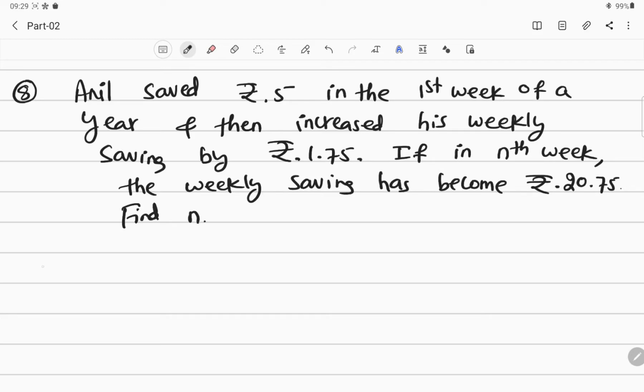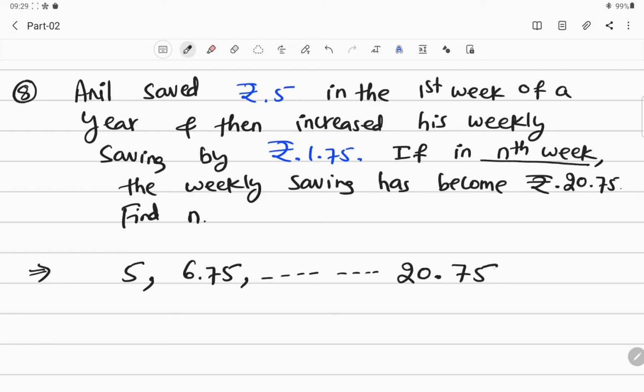All right, now try to understand this. In the first week, how much has Anil saved? 5 rupees. Then he increased his weekly saving by 1.75. So first is 5, and the next will be 1.75 more, which becomes 6.75. Again 1.75 is added, it keeps on going, and he found that in the nth week his saving has become 20.75.